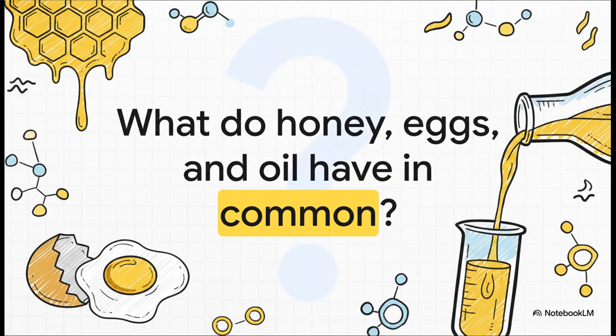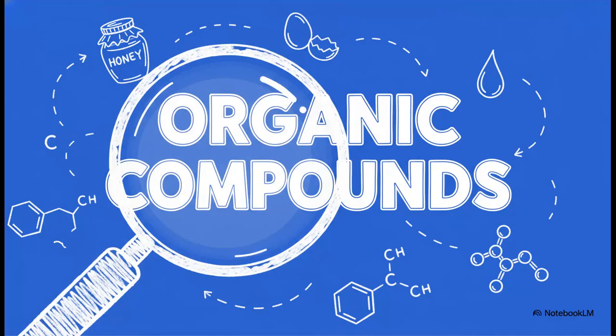Just think about that for a second. I mean, on the surface, they seem like they're from different planets, right? You've got this sweet, golden liquid, a protein-packed powerhouse, and then this slick, liquid fat. But hidden inside each one is a shared secret, a molecular connection. And there it is. They are all made of organic compounds. These are the molecules that literally form the basis of all life as we know it. And today, we are putting them right under the microscope.